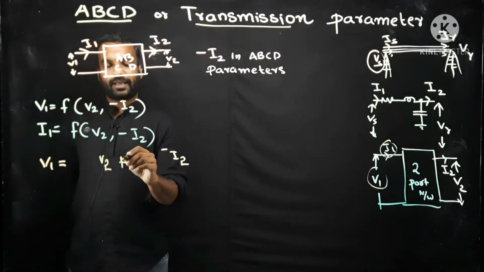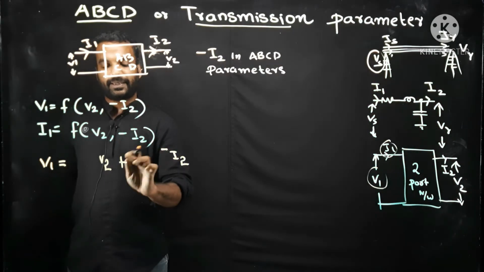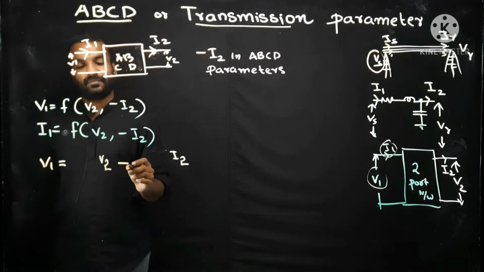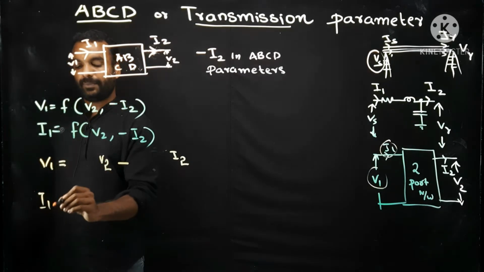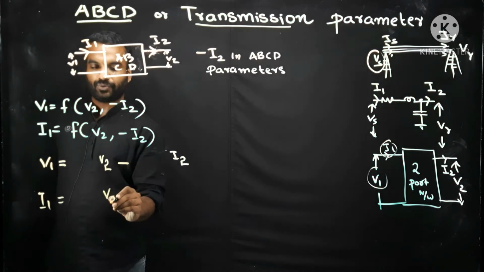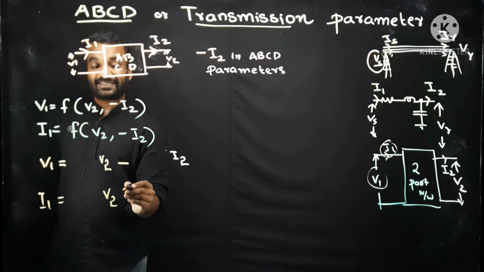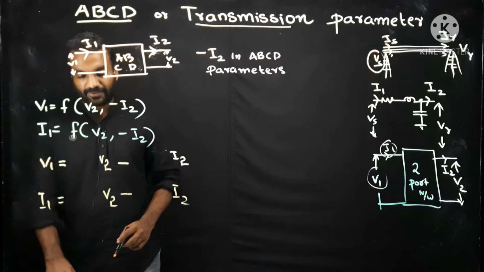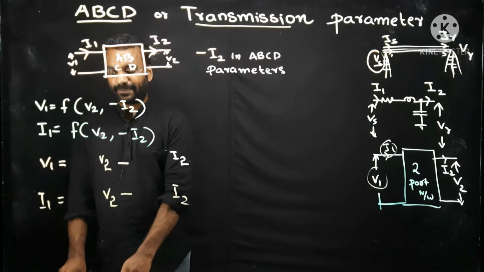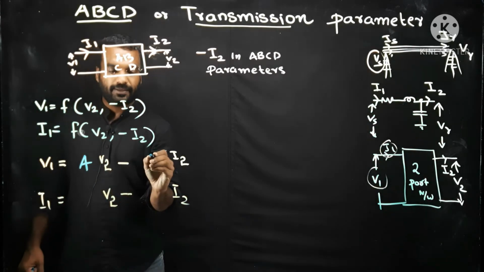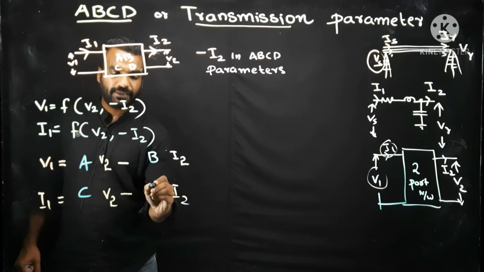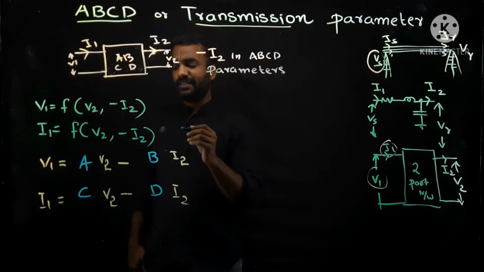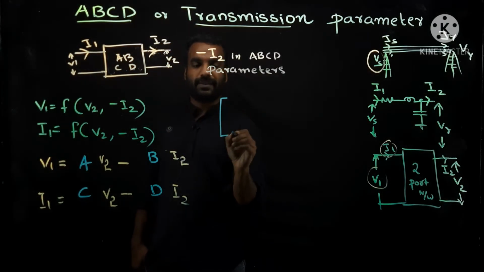Okay. So, what happened? I have to give this minus I2 here. And I1 will be something into V2 and something into minus I2, plus something into minus I2. So, in effect it will become minus I2. Then let me ask what will be the something. These are the parameters. This will be A, this will be B, this will be C, this will be D. So, if I am arranging these things in a matrix form, what will be the matrix?